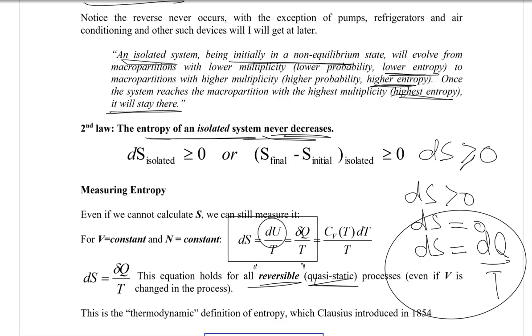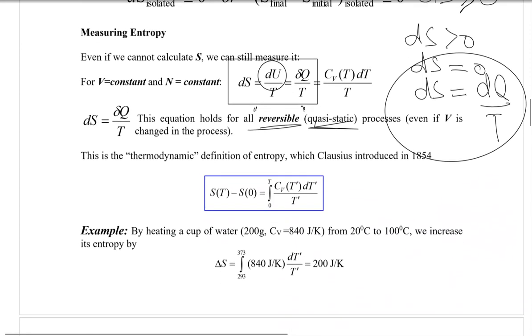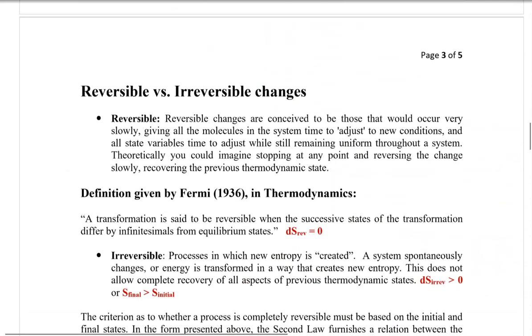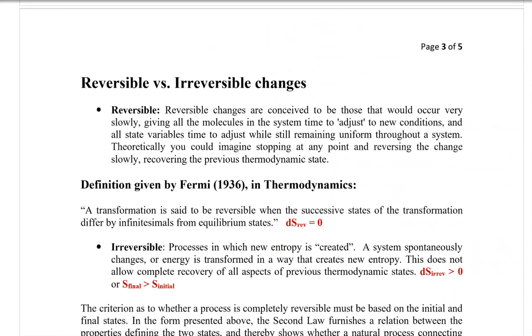So this is the thermodynamic definition of entropy, which Clausius introduced in 1894. You can go with the example. Now, what is actually a reversible process? Reversible changes are conceived to be those that would occur very slowly.